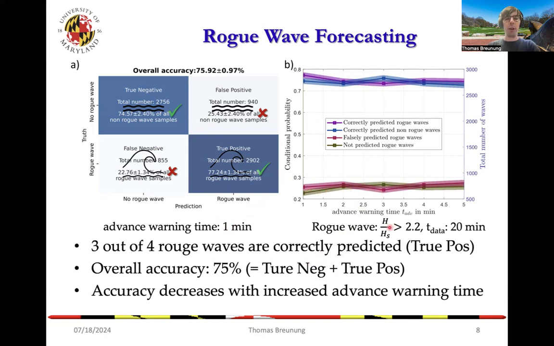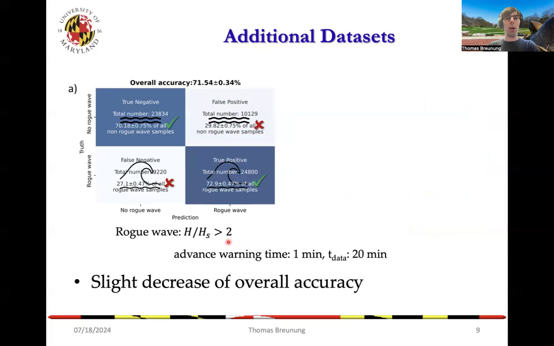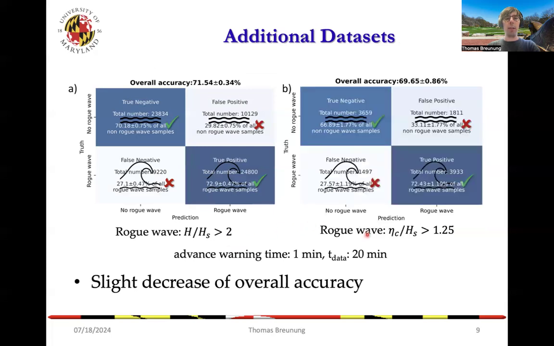So this is for the rogue wave definition where the wave height exceeds the significant wave height by a threshold of 2.2. We have also looked at alternative definitions, where we have a threshold of 2, or the rogue wave definition where we have the crest height as a wave parameter here. For those kinds of data sets, the accuracy drops a little bit to 70%, compared to the 75% earlier.